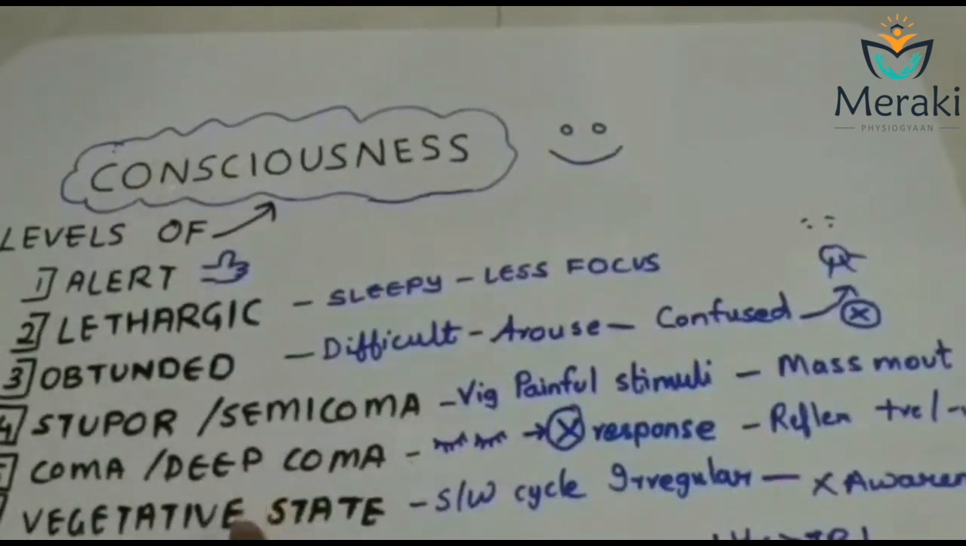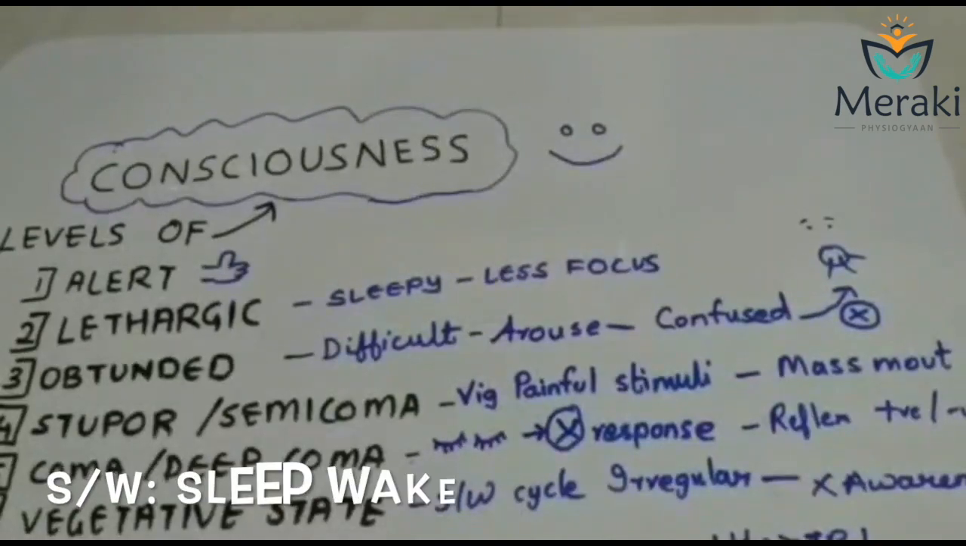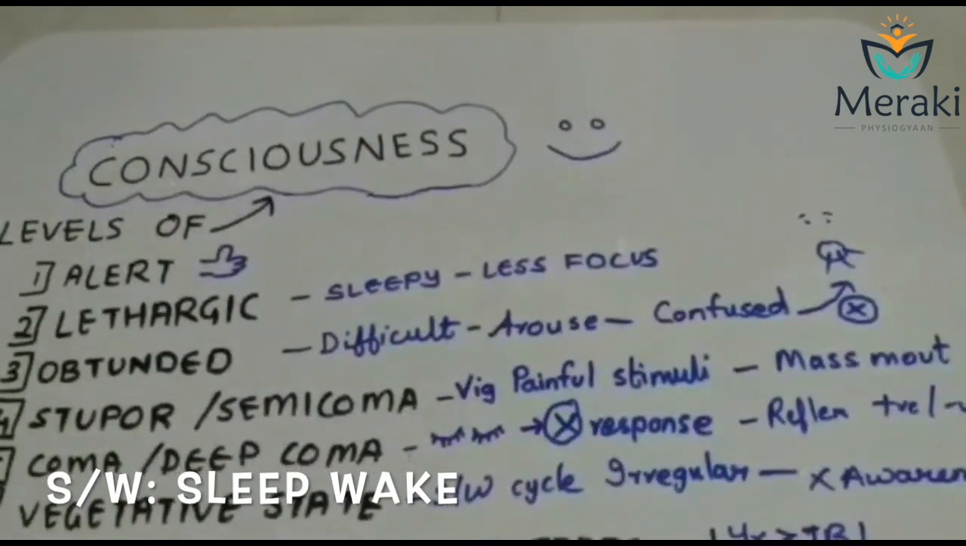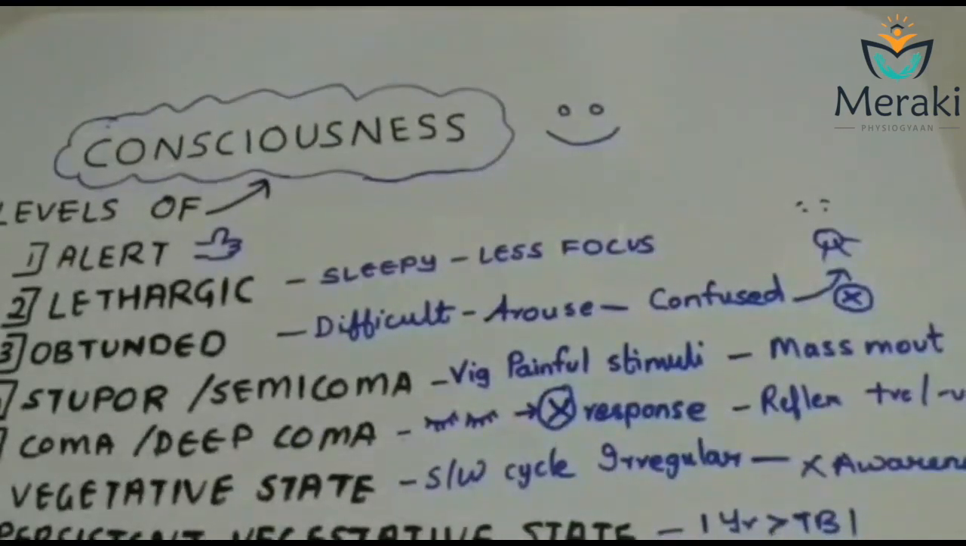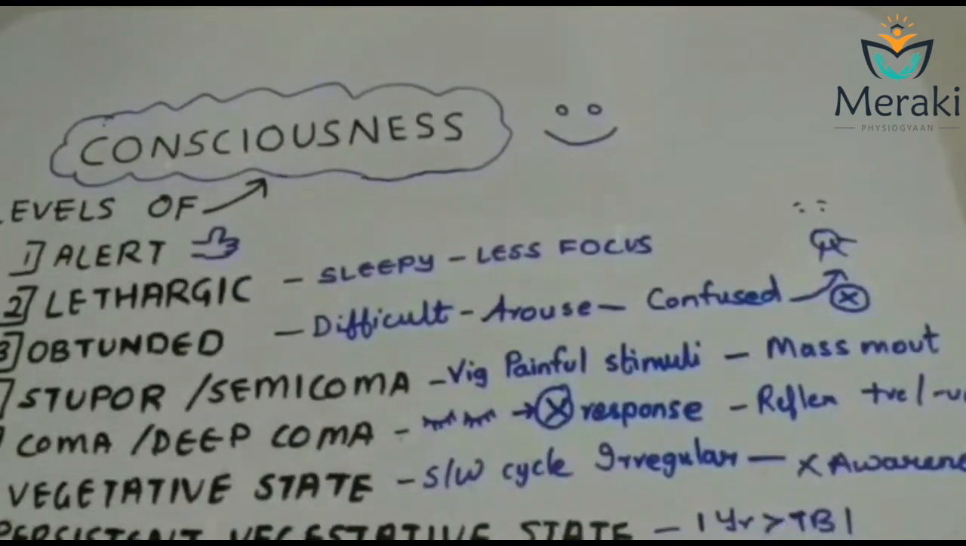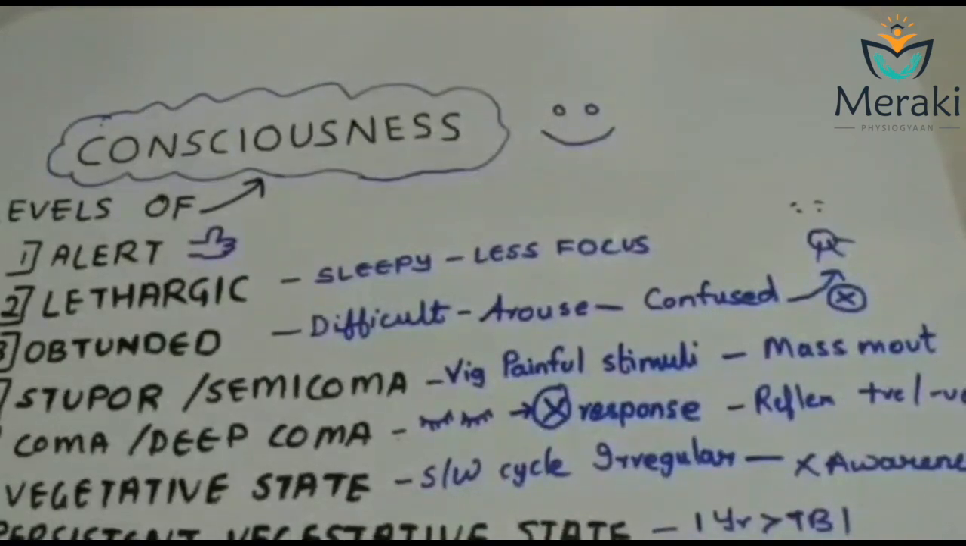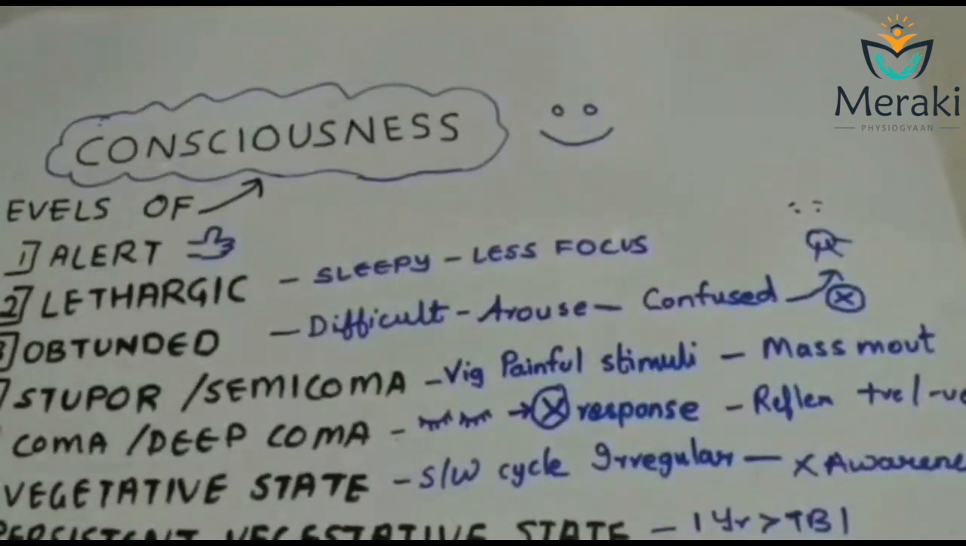The next is vegetative state. Here, the sleep-wake cycle is present but is irregular. And even if they are awake, they are not aware. If they continue to be in this state for more than 1 year in traumatic brain injury and more than 3 months in anoxic brain injury, they are called persistent vegetative state.